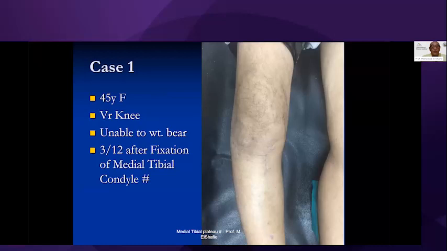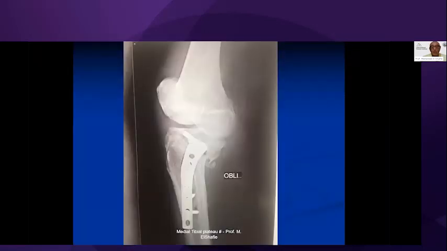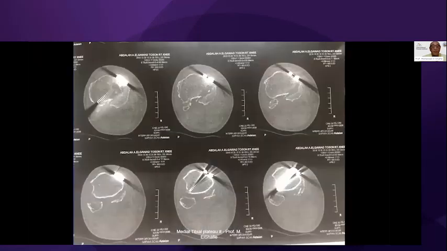This is a case of a 45-year-old lady who presented with a varus deformity, unable to bear weight, 3 months after fixation of a medial tibial condyle fracture. The X-ray shows the varus. The articular surface is probably reduced in this X-ray, but the plate is anteromedial. The oblique view shows the posterior part of the medial condyle is distally displaced. And the coronal cut of the CT shows that the coronal fragment is completely missed. So the plate and screws were fixed to one part of the bone, missing the other fragments.